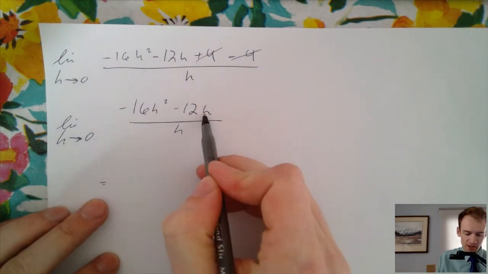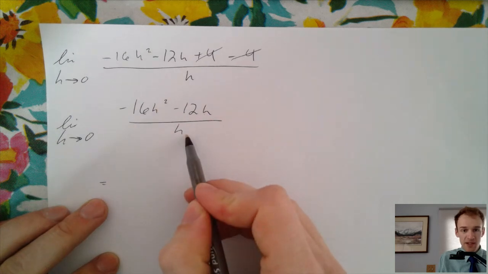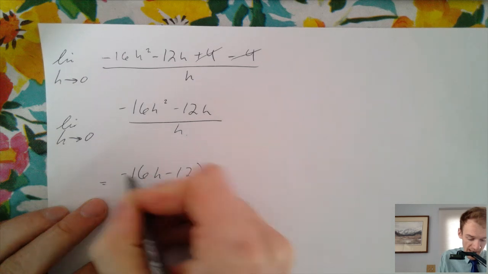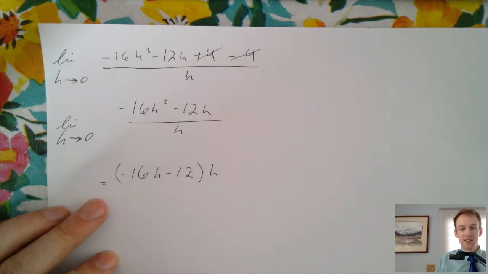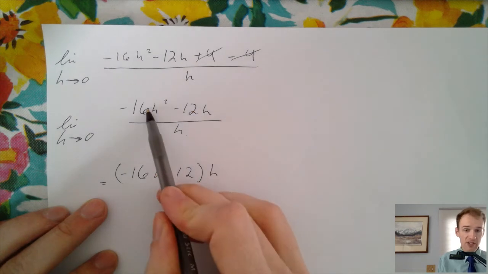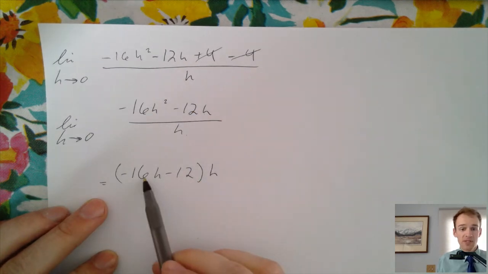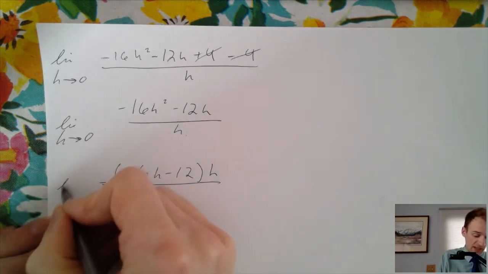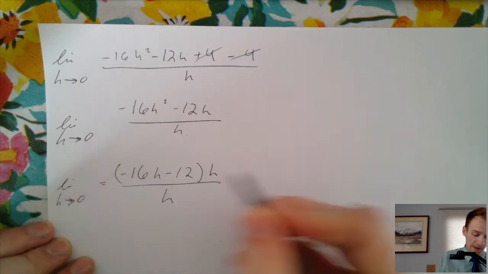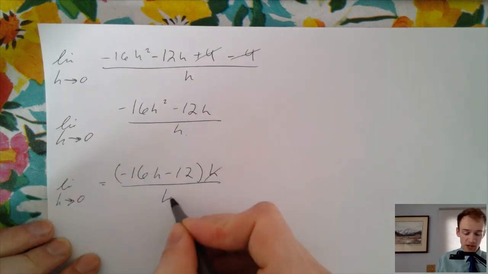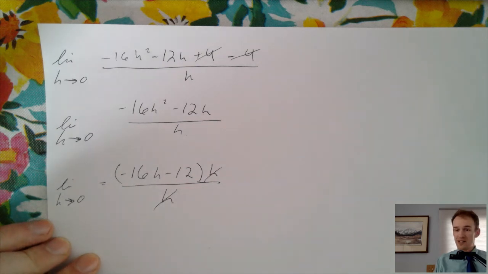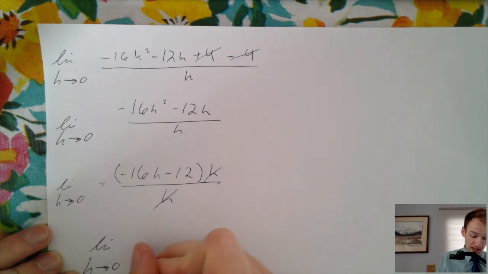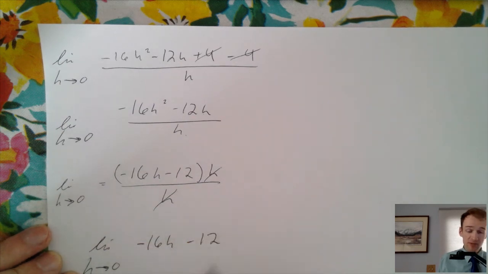H is a factor of my entire numerator, and it's a factor of my entire denominator. So I'm going to show this step: negative 16h minus 12, all times h, factoring out the h, right? Dividing an h out of there, dividing an h out of there. We pull it out. What's left? We get negative 16h minus 12 all over h. Now we see that division we can do, right? H is a factor of the entire numerator. H is a factor of the entire denominator. H divided by h is 1. So we get limit as h approaches 0 of negative 16h minus 12.